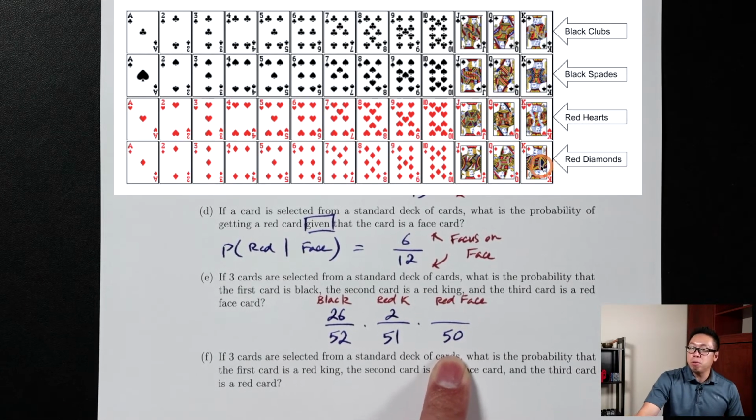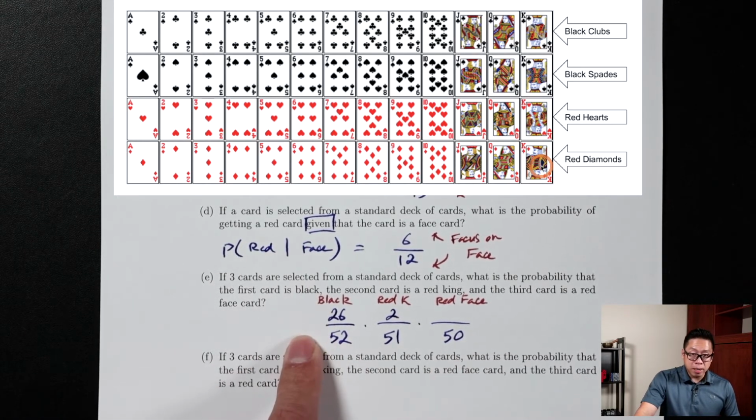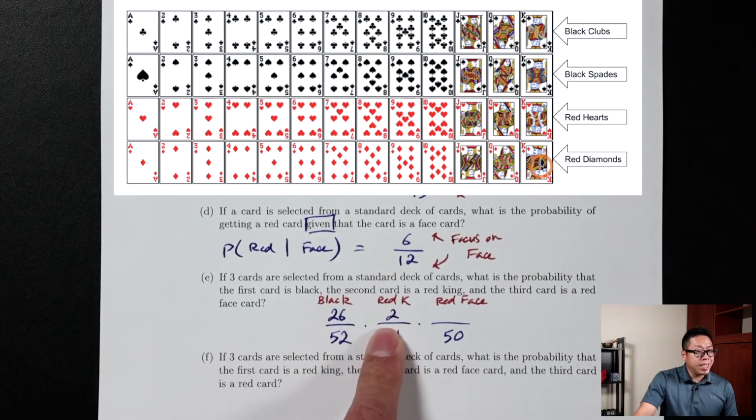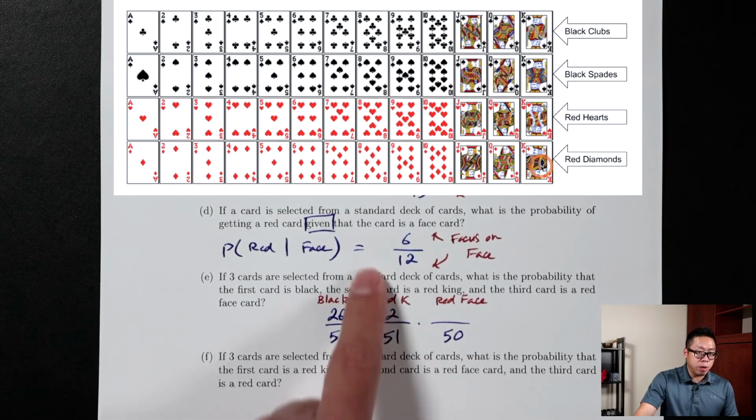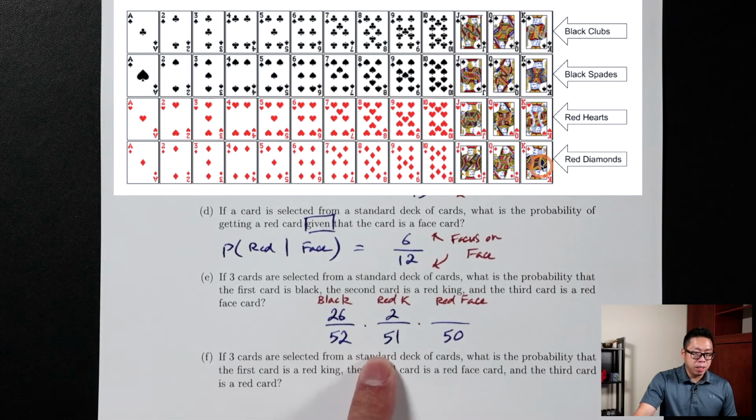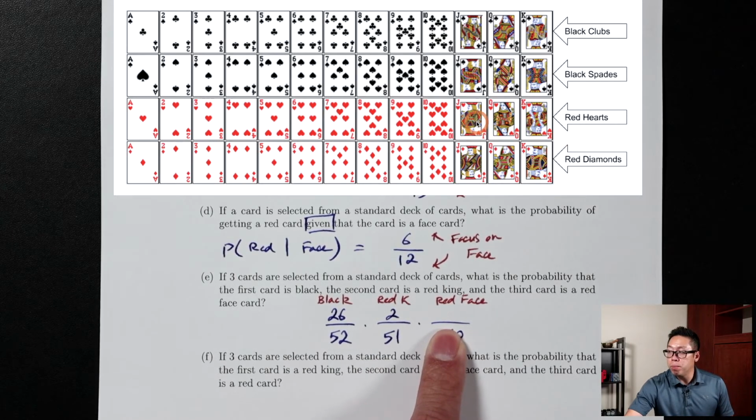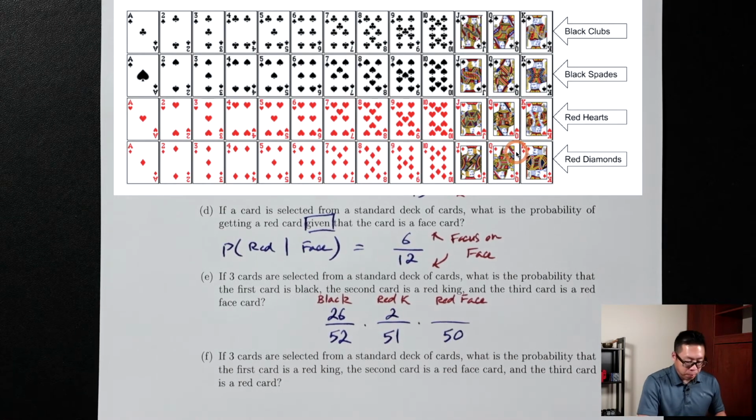So have I used any red face cards yet? First card is black, so that would not be a red face card. Second card is the red king. A king is a face card, so I did use a red face card for the second card. So I do have to reduce by 1. So red face normally would be 6. I have to reduce by 1. It's going to be a 5.